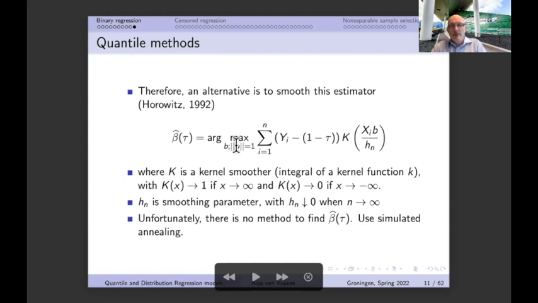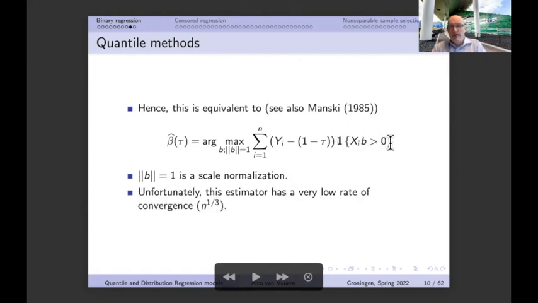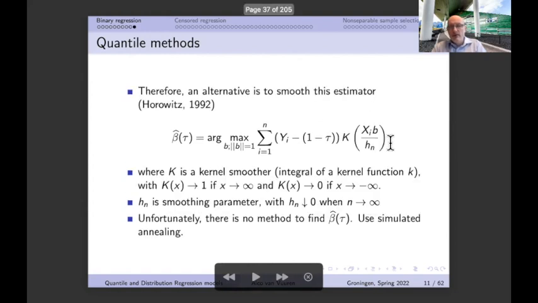What he does is that he doesn't maximize the criterion function that we had before, but he maximizes this criterion function over here, which has only one difference: the indicator function that we had in the previous slide is replaced by this K function, which is evaluating x_i'b over h_n. Here K is going to be a kernel smoother.